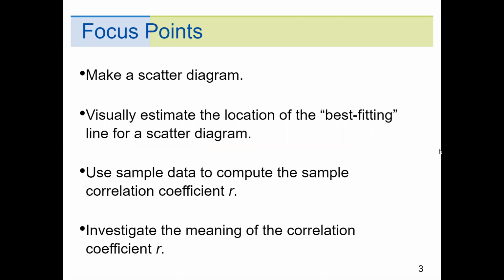Focus points: make a scatter diagram visually, estimate the location of the best fitting line for a scatter diagram. Eventually, you will see that best fit does not always have to be linear. Sometimes it can be quadratic, sometimes it can be cubic. Use sample data to compute the sample correlation coefficient R. Investigate the meaning of the correlation coefficient R.